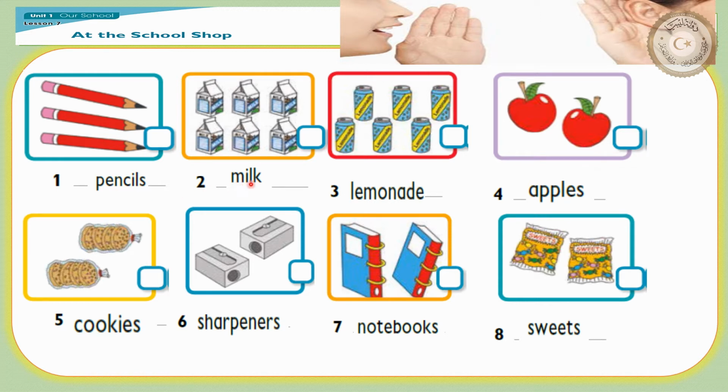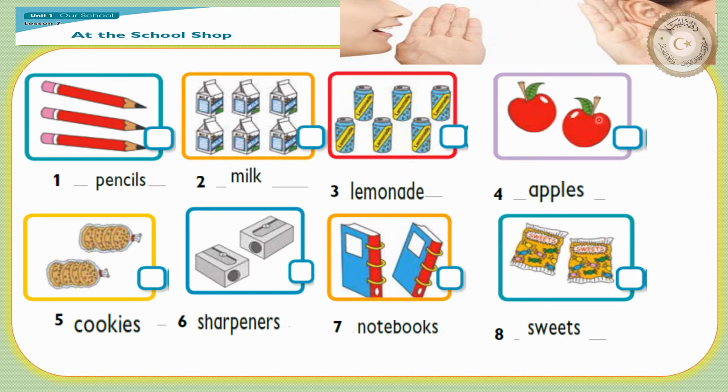Milk. We have here 1, 2, 3, 4, 5, 6 cartons of milk. We don't say milks. Why? Because it's liquid. Lemonade. So we have here 1, 2, 3, 4, 5, 6. We don't say lemonades because it is liquid. We can say 6 cans of lemonade.